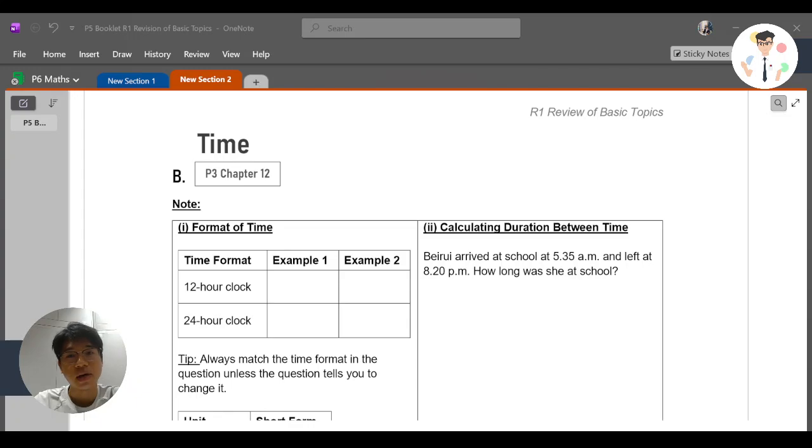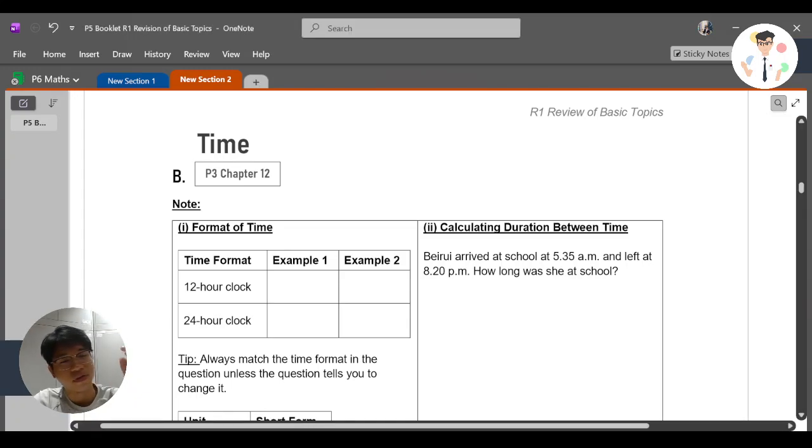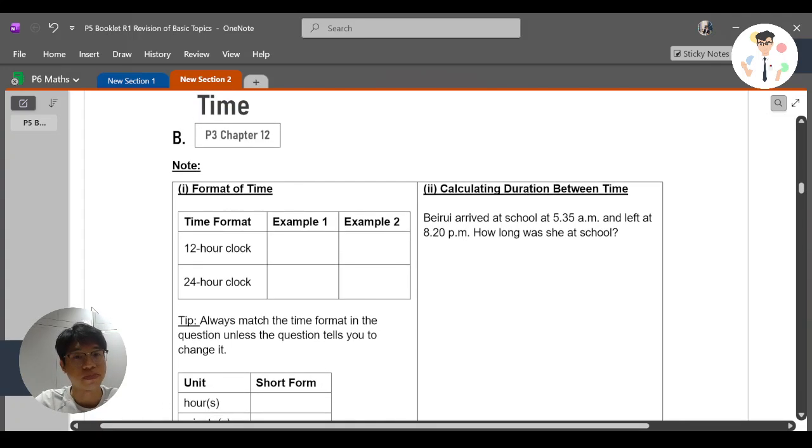Welcome back to Julo class, and now we're looking at the topic of time. Time is a very simple topic, but I just want to do some recap so that you can understand a bit better.